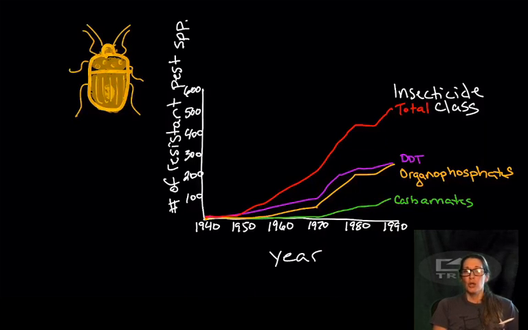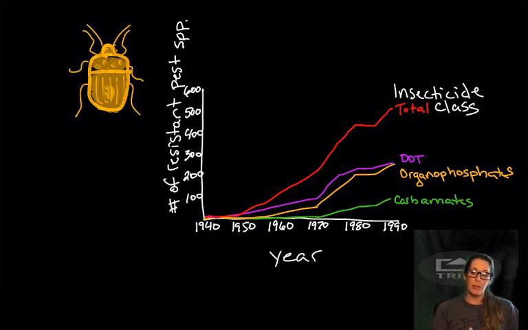Another example, crop pest species. So over here on the y-axis, this is the number of species that are resistant to a given insecticide. On the bottom is the year. And if you look over at 1940, we can see that we're at 0. We didn't have crop pest species resistant to insecticides. And I've just given you examples of a couple of specific insecticides. And in purple, we can see the number coming up to close to 100 in 1920, then coming up more and more and more in 1980, the DDT, and then in 1990, 250 to 300 different species resistant to DDT.